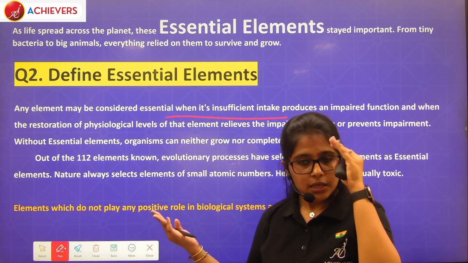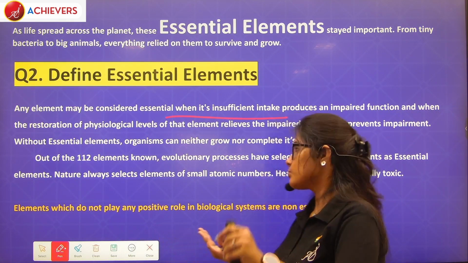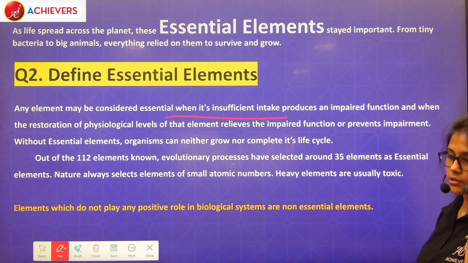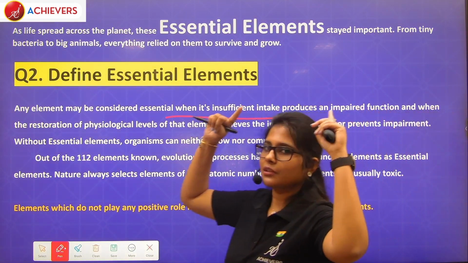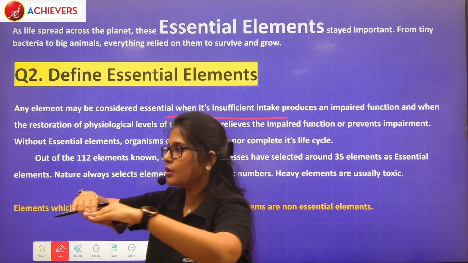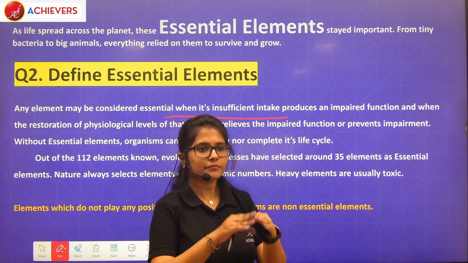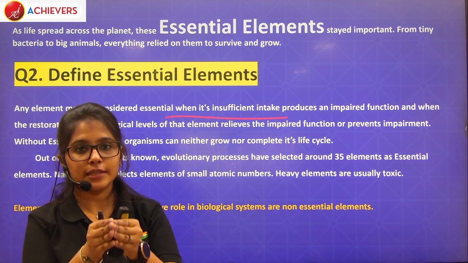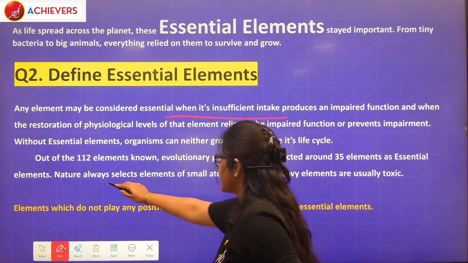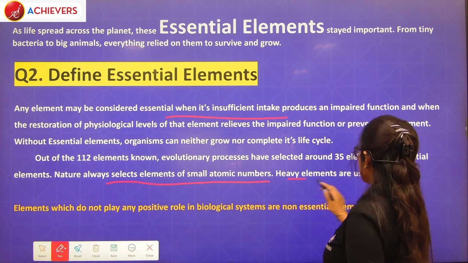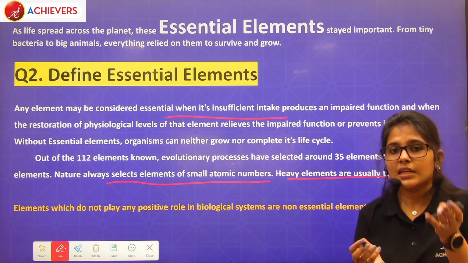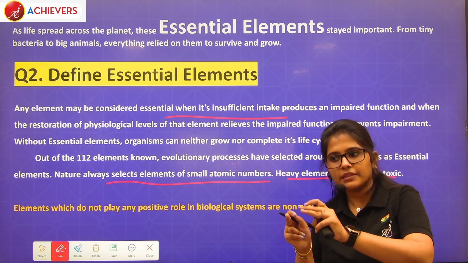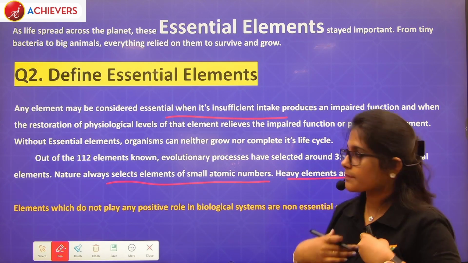extremely tough. Till now, the 112 elements which we know, evolutionary processes, since the dawn of Earth, जितने भी elements have come to our existence, out of them, nature has selected 35 elements as essential elements. Nature always selects elements of small atomic numbers. Heavy elements are usually toxic. Matlab, there might be some exceptions, that is, some heavy elements are maybe essential for us.